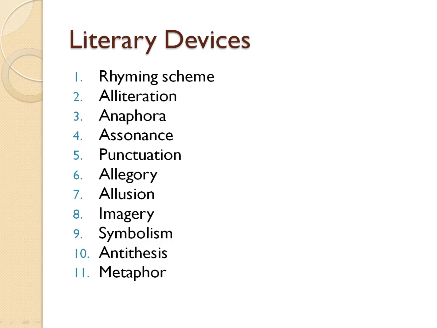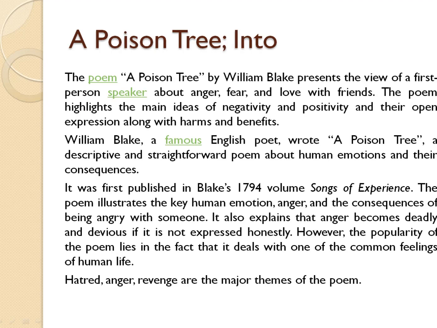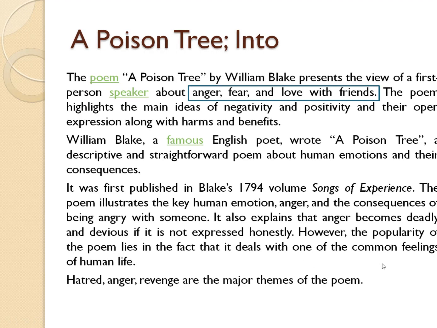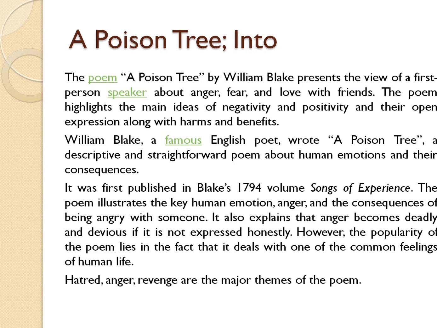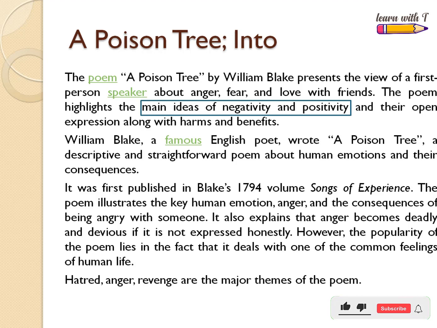So before starting with the detail of these devices, let's have a brief introduction of the poem itself. A Poison Tree is about anger, fear, love with friends, and deviousness of human nature towards his enemies, his conduct towards his friend and his conduct towards his enemies, negativity and positivity of his conduct, and the consequences that a person is going to face because of the negativity or the positivity.